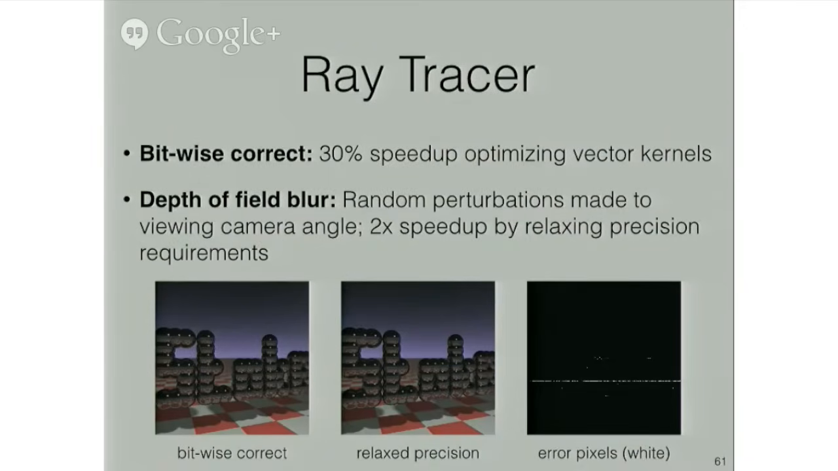But there's more to be done here. It turns out that the depth of field blur in this image, which is the blurring on the horizon there, is produced by repeatedly randomly perturbing the viewing camera angle in the innermost loop of this code. And what we can do is apply Stoch to this kernel and set the maximum acceptable ULP error appropriately low so that we can produce code that's close to 2 times faster than the original implementation.